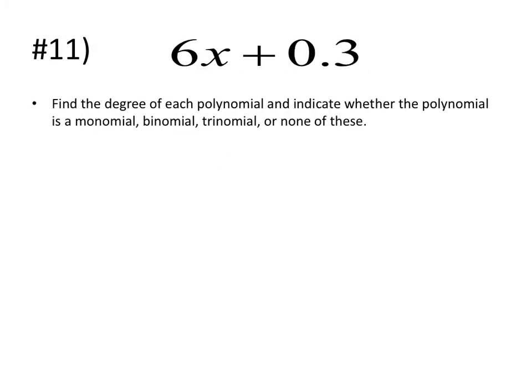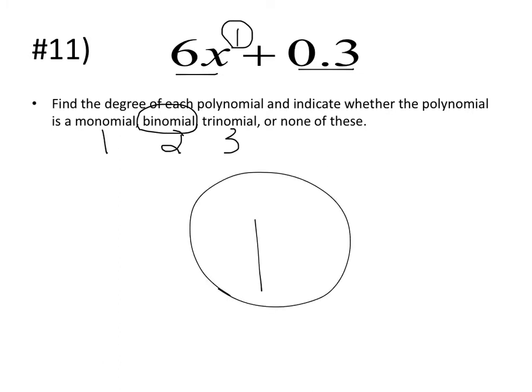Okay, for number 11, they said find the degree of each polynomial and determine whether the polynomial is a monomial, binomial, trinomial, or none of these. So remember, a monomial is 1 term, binomial is 2 terms, trinomial is 3 terms, and none of these would be anything more than 3. Okay, so this has 2 terms. Remember, it's always separated by a plus sign or minus sign, so we know it's a binomial, and they want the degree of the polynomial. So remember, you take the term with the highest degree, and in this case, our first term has a degree of 1, and our second term has a degree of 0. So the degree of this polynomial would be 1. So it would be a binomial with degree of 1.